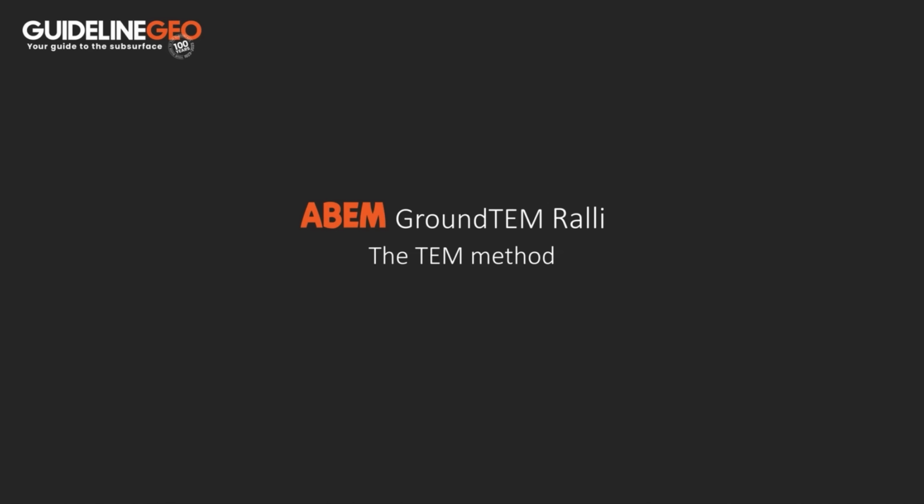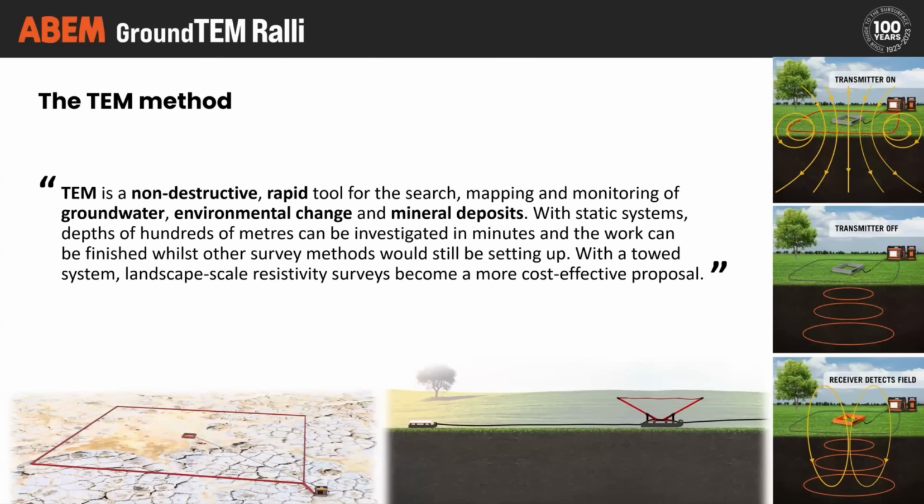To refresh us or introduce you to the TEM method, I've got just a few short slides. What are the headlines for TEM? Well, we say that it's a non-destructive, rapid tool for the search, mapping and monitoring of groundwater, environmental change and mineral deposits. With static systems, depths of hundreds of meters can be investigated in minutes and work can be finished whilst other survey methods would still be setting up. With a towed system, landscape scale resistivity surveys become a more cost-effective proposal.